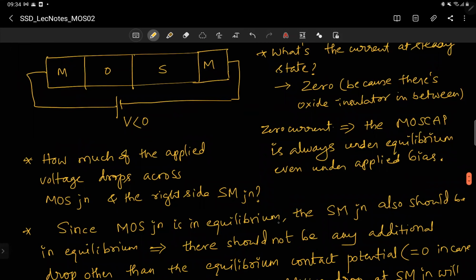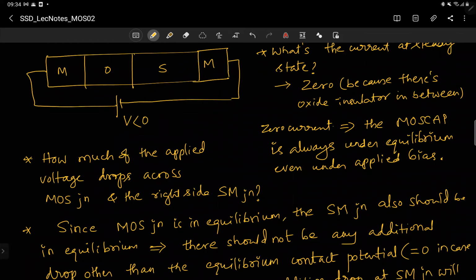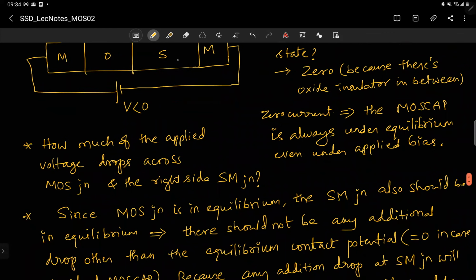Since the MOS junction is in equilibrium, the SM junction also should be in equilibrium because there is no current, right? If there is no current in the MOS junction because there is an oxide, there cannot be any current in the semiconductor-metal junction either. So the SM junction also should be in equilibrium, which means there should not be any additional drop other than the equilibrium contact potential.